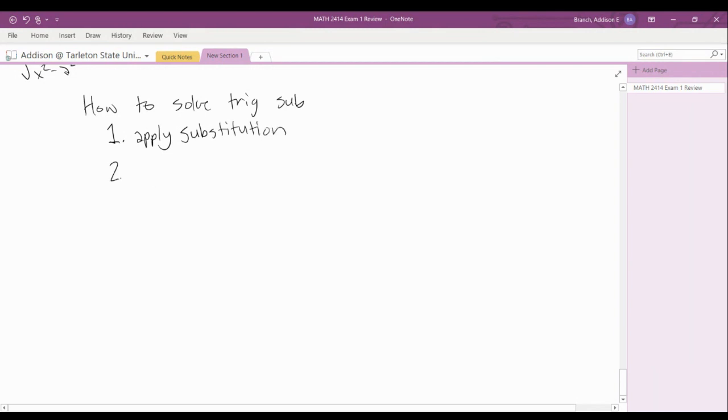Our second step is to go ahead and try simplifying what you have in your function, because you can sometimes get a bunch of different trig identities. If we can just go ahead and slash some stuff out, it's going to make our lives way easier. Our step 3 is going to be to go ahead and actually solve our integral.